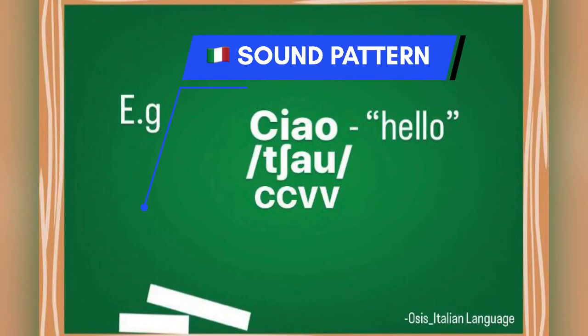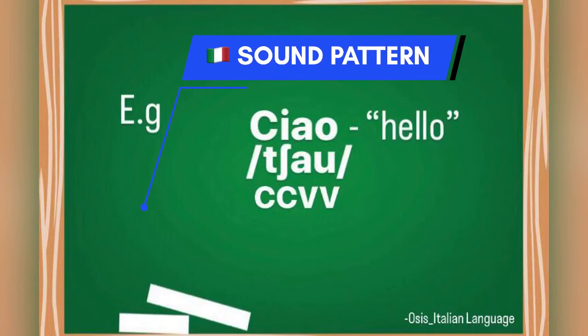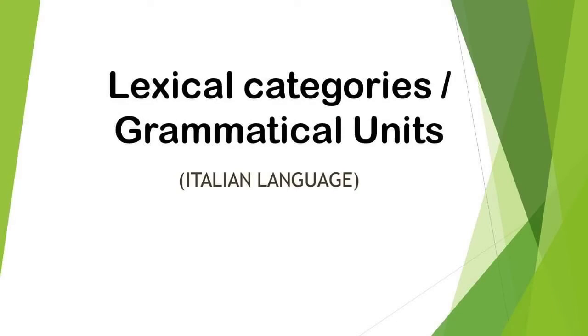I have here one of the example of sound pattern using the word ciao or hello in English. As you can see here, it is CCVV or the consonant vowel because as you can see, t, sh are both consonants. A, u, ow are both vowels.